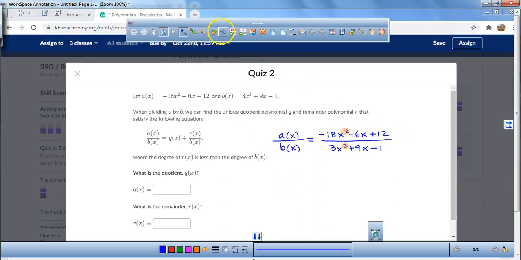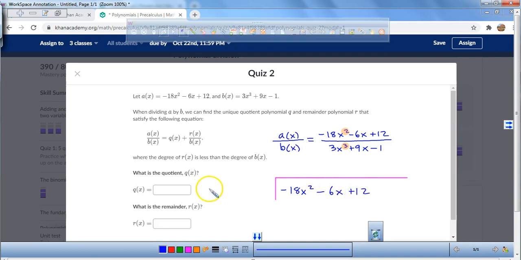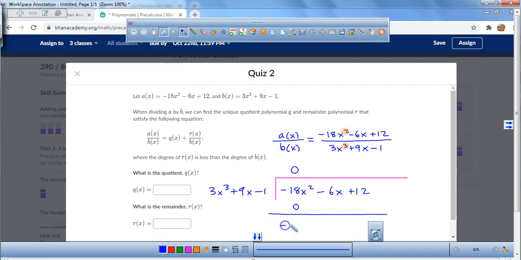So even if we were to set it up like we've set it up before, where we do long division, I'm going to go ahead and just do it, just so you guys, even if you got to this point, you're like, oh man, didn't even recognize it. So here we go. We have negative 18x squared minus 6x plus 12, and look what it's being divided by. The divisor is 3x cubed plus 9x minus 1. Well, literally, this can go into this 0 times. And 0 times all of this is 0. So when you take it away, this is your remainder.